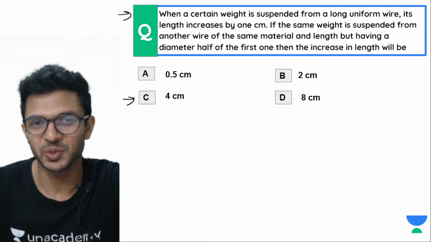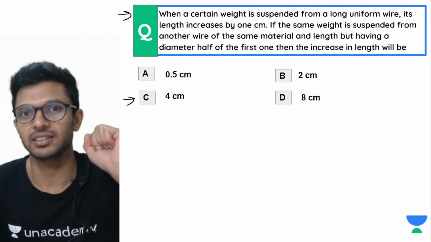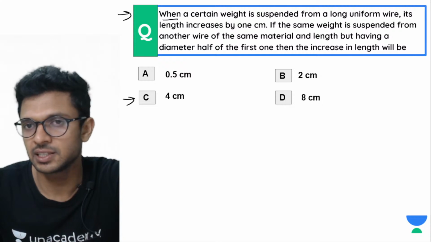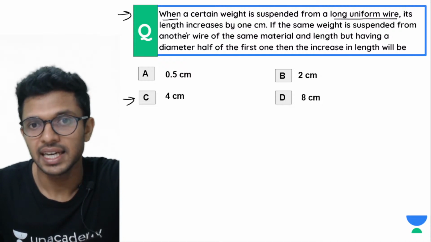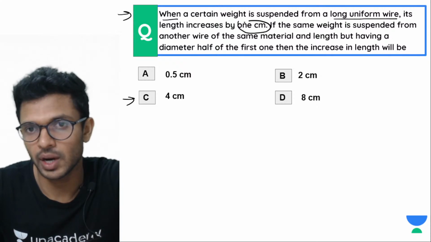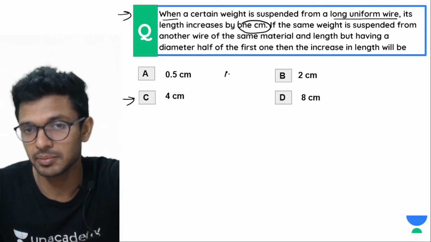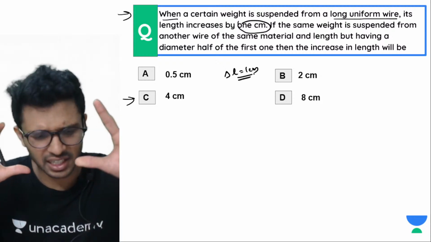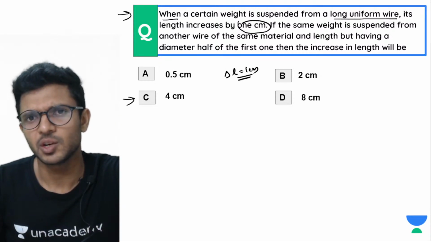Okay, very good everyone. Let's read the question and understand this. We will do it first, okay? Look. When a certain weight is suspended from a long uniform wire, its length increases by 1 centimeter. Increase in length, meaning delta L, that is given as 1 centimeter. Shall we make the equation first before we proceed with the questions?